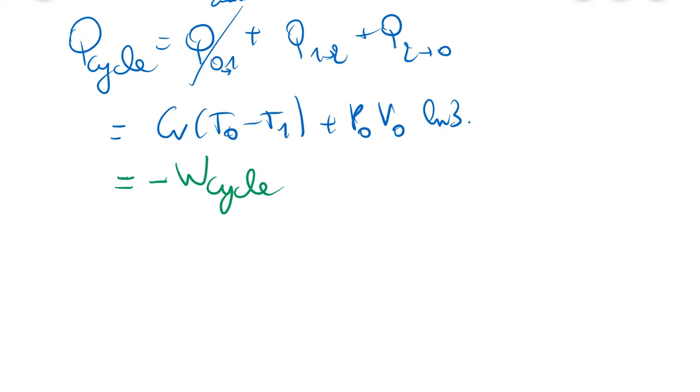That being said, it means necessarily that Q, the heat of the cycle, is negative as the work was positive. So we can conclude for this cycle, which is a receiver cycle, that it's going to receive mechanical energy from the environment and it's going to give thermal energy to the environment.